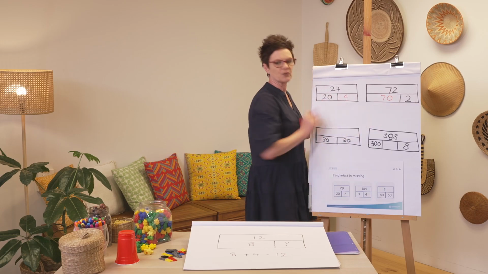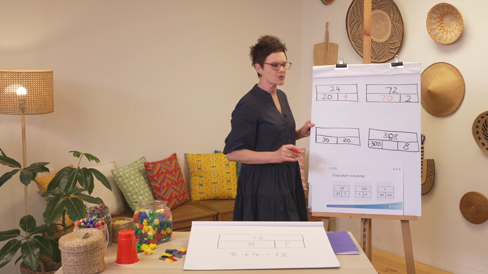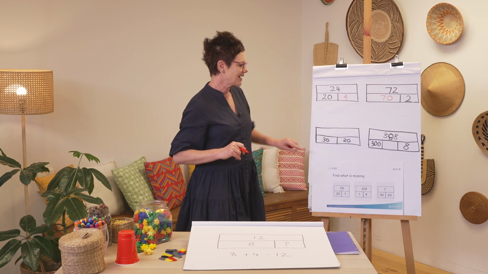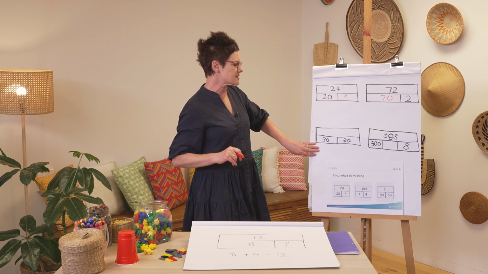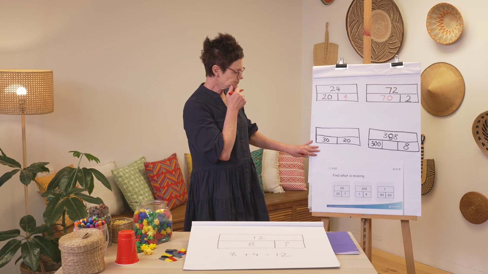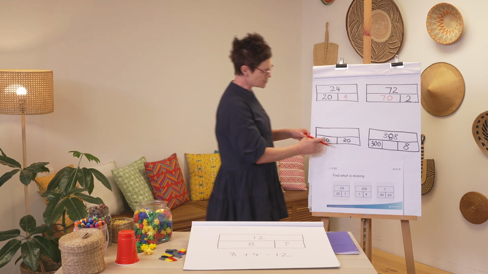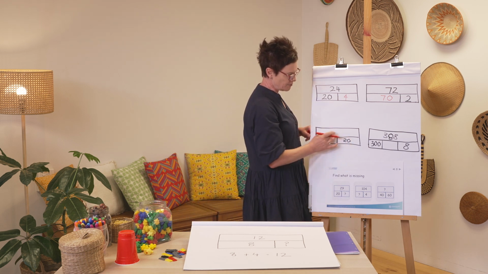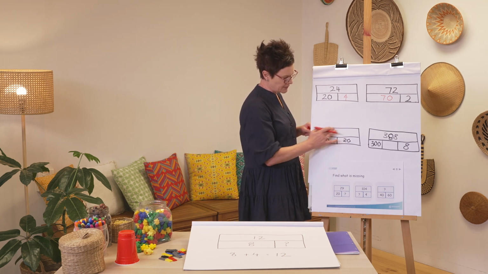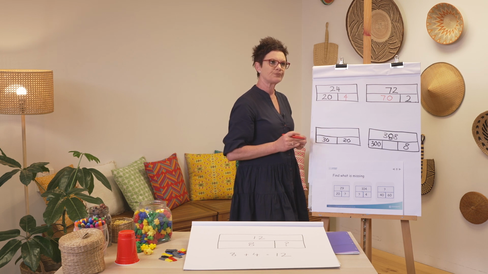A beautiful way to use a bar model to find the unknown part. Now we're cooking. Let's try the next one. What's happened here? I have my 2 parts, but not my whole. What could be here? Let's have a think.